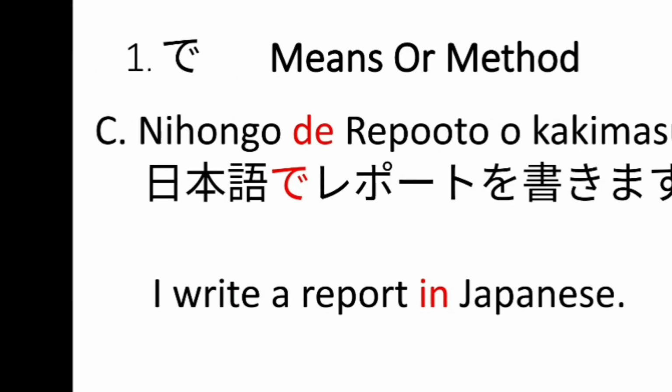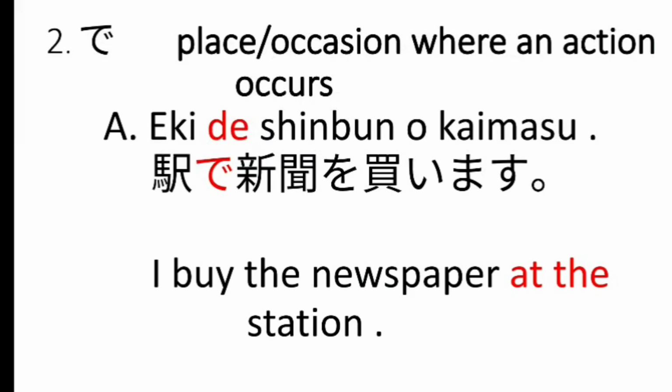Our second use of de is here: place or occasion where an action occurs. This is our first example. In this case, this is a place. Eki. Eki is a station. So, eki de shinbun o kaimasu. I buy the newspaper at the station.